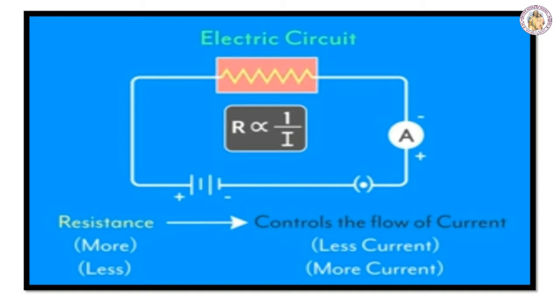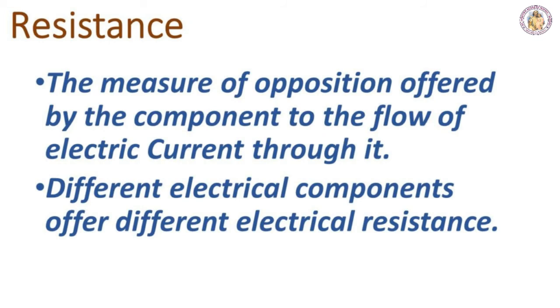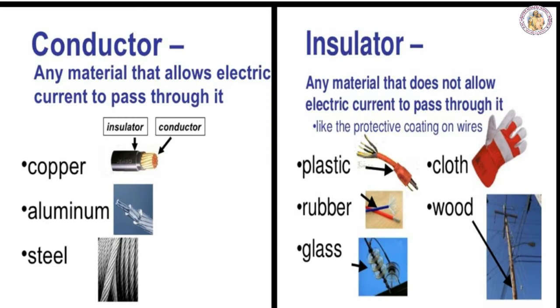So if the resistance is more, that means R is inversely proportional to I. If the resistance is more, there will be less current. If the resistance is less, there will be more current. So what is resistance? The resistance, symbol R, is the measure of the opposition offered by the component to the flow of electric current through it. Different electric components offer different electrical resistance. Metals like copper, aluminum, steel, etc. have very negligible resistance.